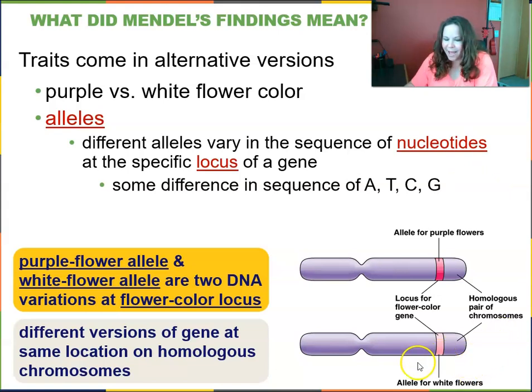So visualizing that, visualize 2 homologous chromosomes, maybe chromosome number 1, and here's one allele for purple flowers and one allele for white flowers. They're at the same locus, or location, on the chromosome. And the pea plant got one copy from one parent and the other copy from the other parent, and could carry both copies, or could carry the same 2 purple copy alleles or 2 white copy alleles.